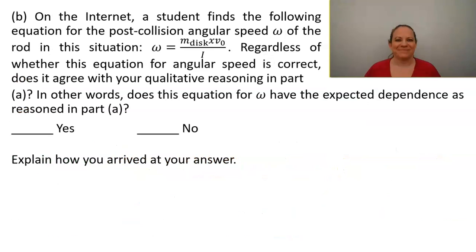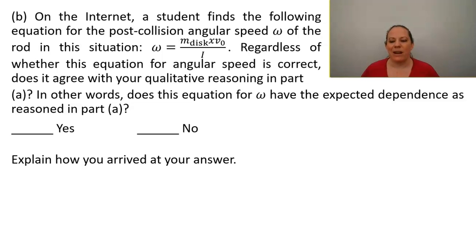Part B. On the internet, a student finds the following equation for the post-collision angular speed omega of the rod in this situation. Omega equals m disc times x times v naught divided by I. Regardless of whether this equation for angular speed is correct, does it agree with your qualitative reasoning in part A? In other words, does this equation for omega have the expected dependence as reasoned in part A? Yes or no? Explain how you arrived at your answer.